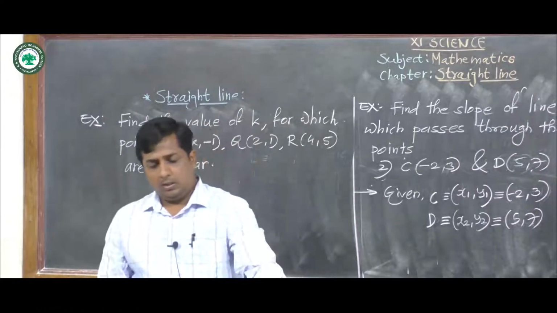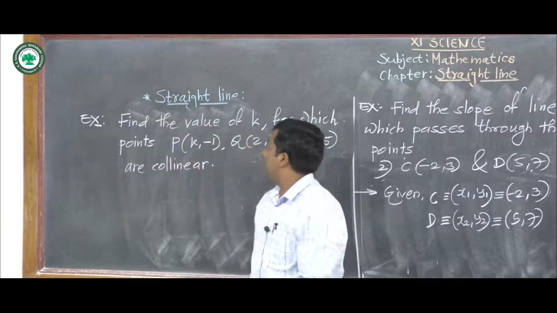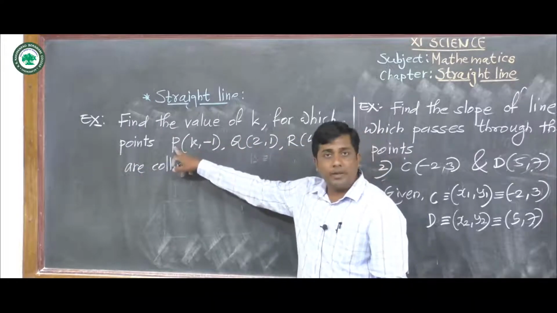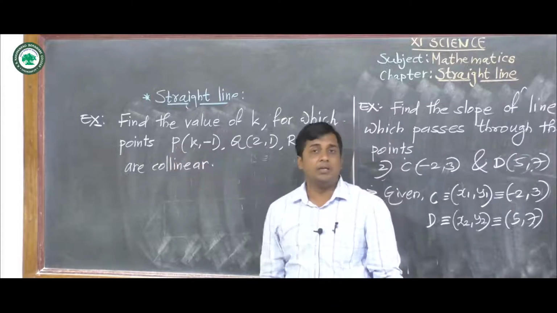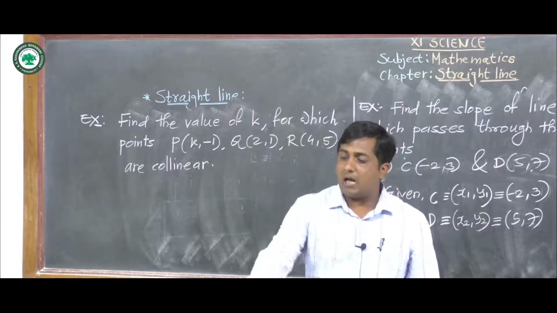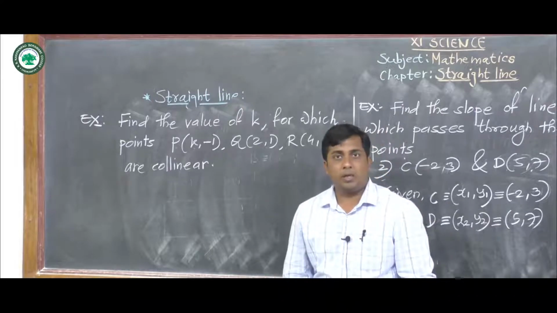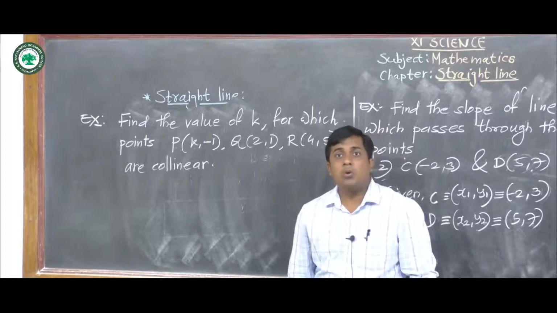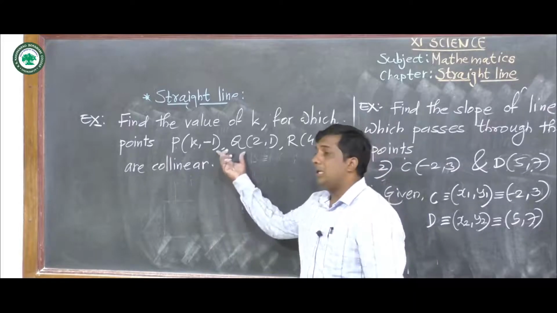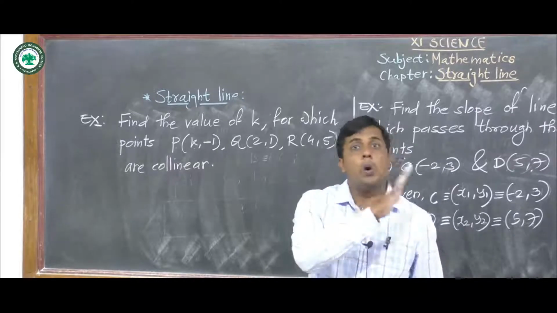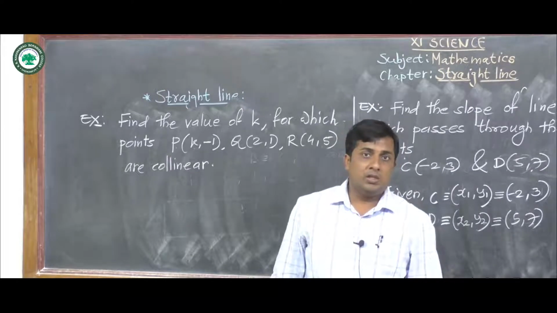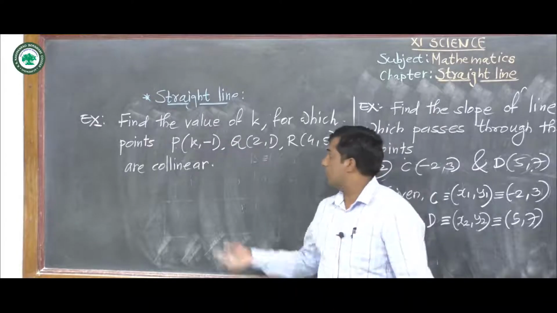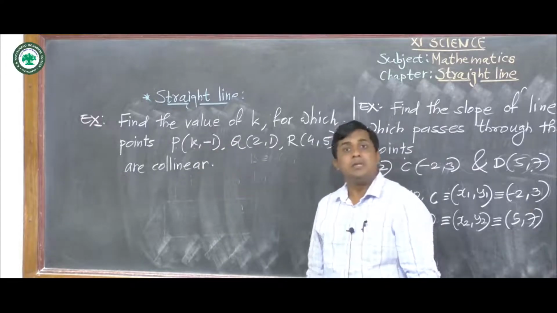Okay, here we have to find the value of k, which is given for the point P. Also given, points P, Q and R are collinear. If these three are collinear, then we know the slope of PQ is equal to the slope of QR. Remember this part: if P, Q, R are collinear, then slope of PQ is equal to slope of QR.